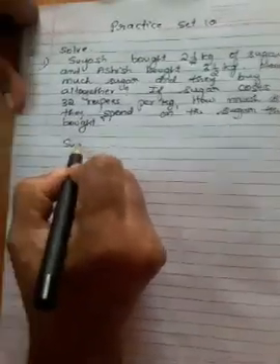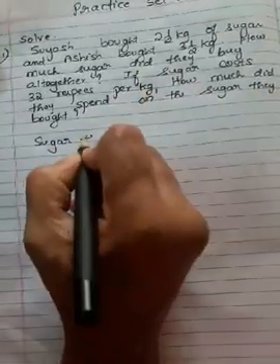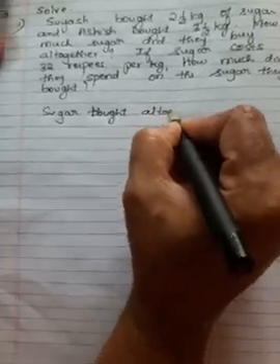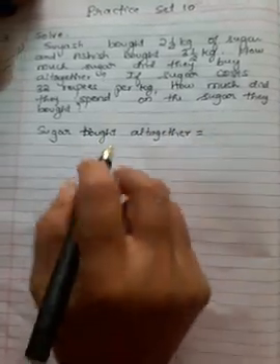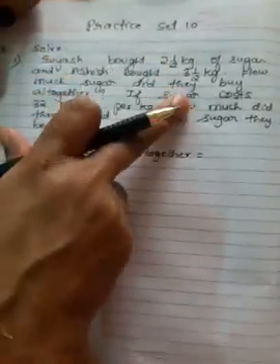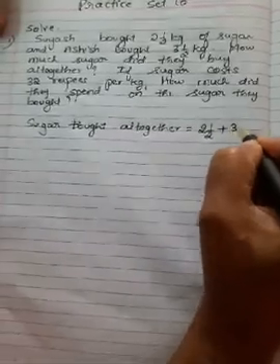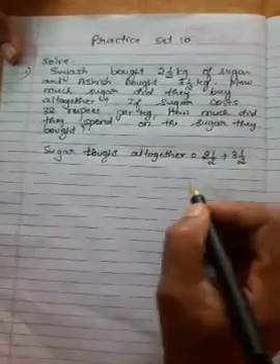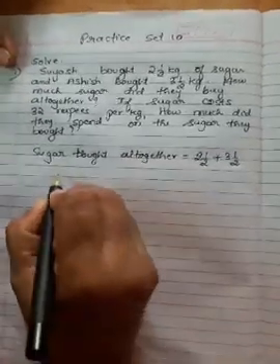Sugar bought altogether is equal to adding these two fractions, 2.5 plus 3.5. Now how to add this, you have learnt in the previous class, how to add mixed fractions, correct? So this is equal to, I am going to write over here.